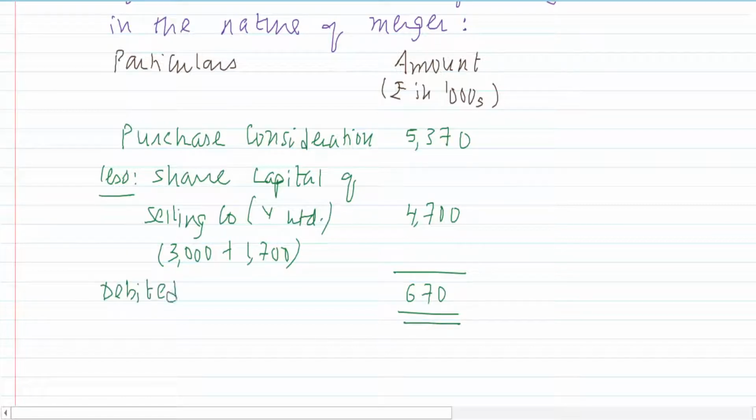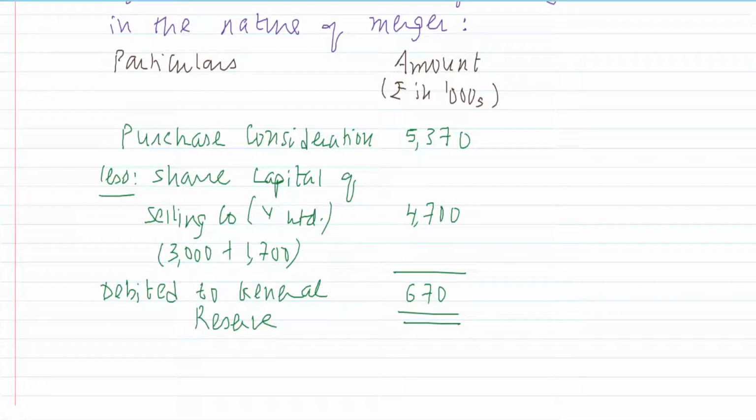This will be debited to general reserve. Our first choice will be general reserve. So you are paying more than the share capital. If you are paying more, then the difference will be debited. If you were paying less, then we would have credited it. So it is debited to general reserve.